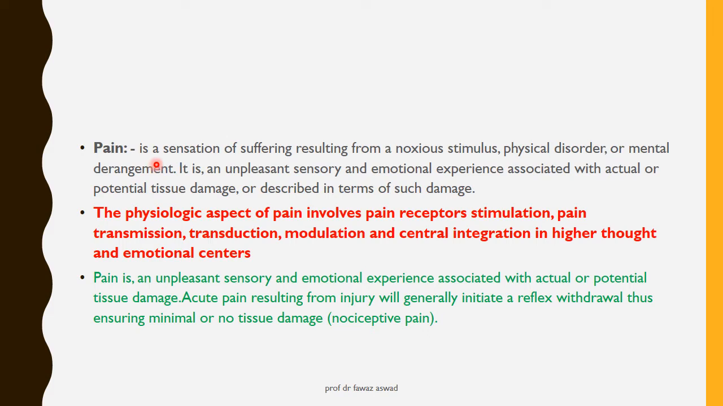The most important physiological aspect of the pain involves nerve receptor stimulation, which is considered to be transmission, transduction, modulation, and central integration in the higher thought and emotional center. And finally, pain is considered to be an unpleasant sensory and emotional experience associated with actual or potential tissue damage. The acute pain resulting from injury will generally initiate a reflex withdrawal, thus ensuring minimum or no tissue damage.